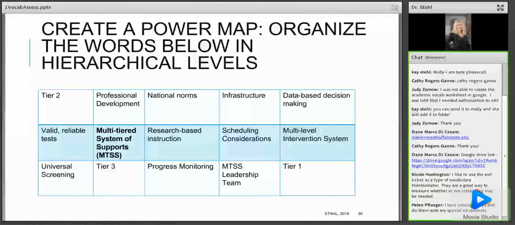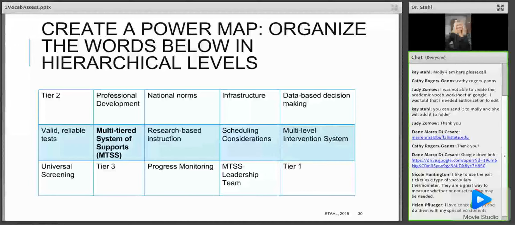Now, I'm giving you a little hint. The one in bold is your Power 1 heading, all right? All of the rest of the words are going to be level 2 and level 3. So what you need to do is make a flow chart with multi-tiered system of supports. RTI is your heading. What are the next level of headings, and what are the words that come under that?